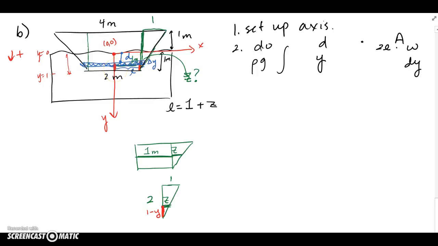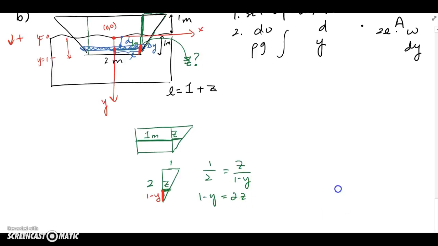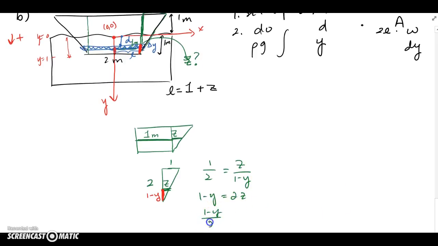Well, let's go ahead and do our similar triangles. 1 is to 2 as Z is to this distance. Let's cross multiply. 1 minus Y is equal to 2Z, so Z is (1 minus Y) over 2. So let's go back up here. L is 1 plus this, a half of 1 minus Y for the Z value. And I'm going to have to double it to put it in there. 2 times all that: 1 plus a half, 1 minus Y.